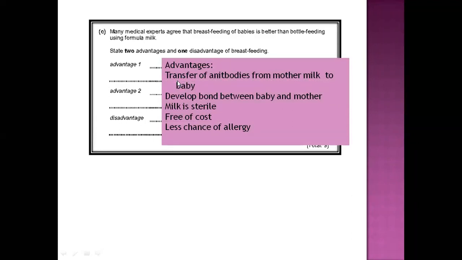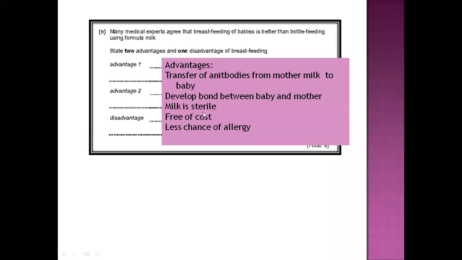Another advantage is the transfer of antibodies from mother's milk to the baby, because mother's milk contains certain antibodies that protect the baby from different pathogens. This means that this milk plays an important role in passive immunity. Another is the developed bond between baby and mother. There is a strong relationship between baby and mother, right?